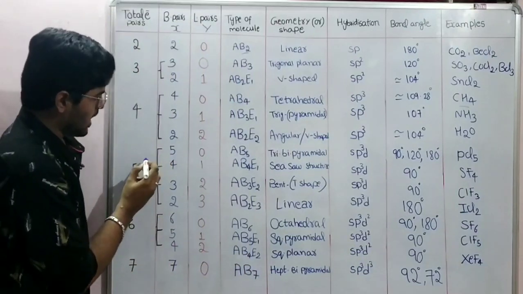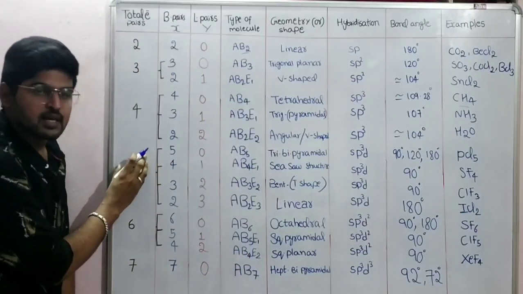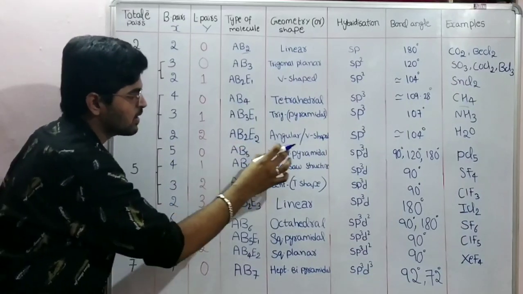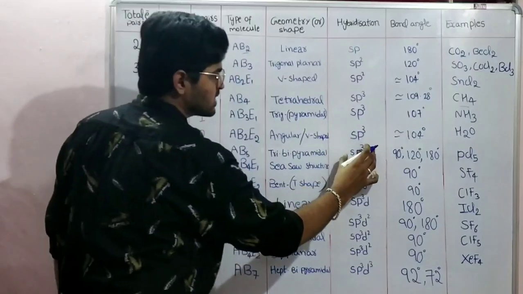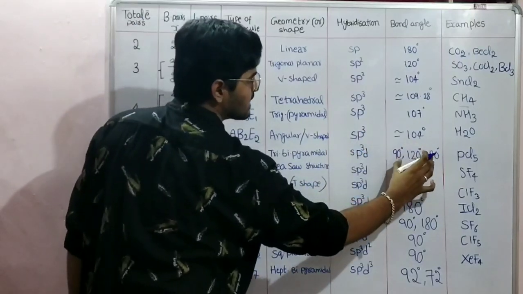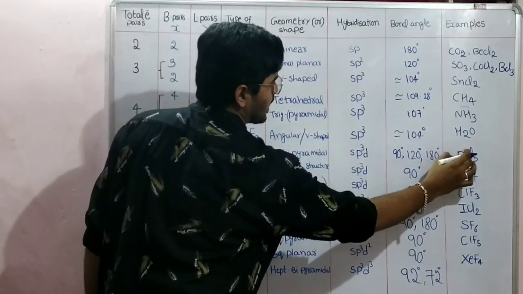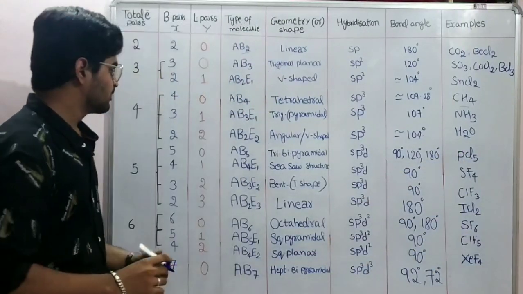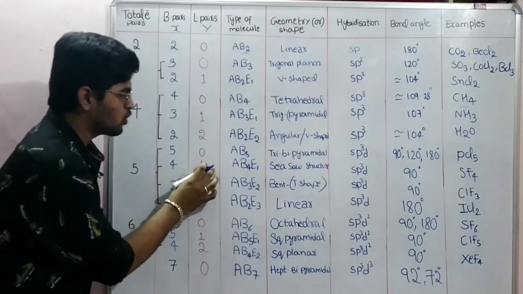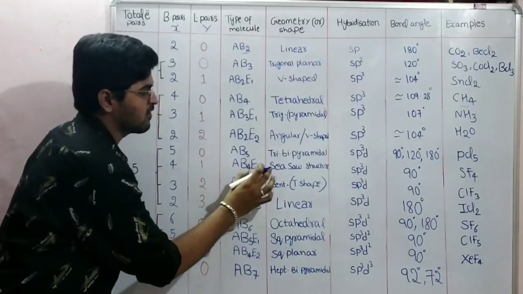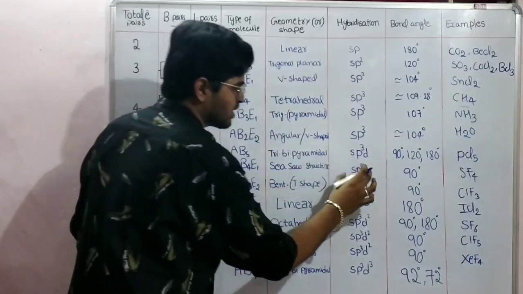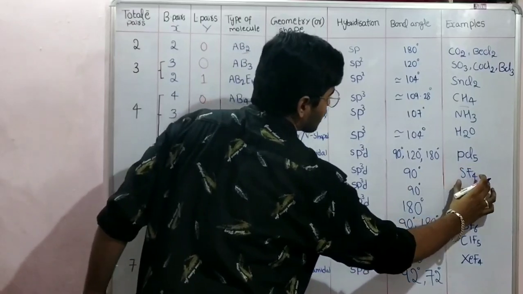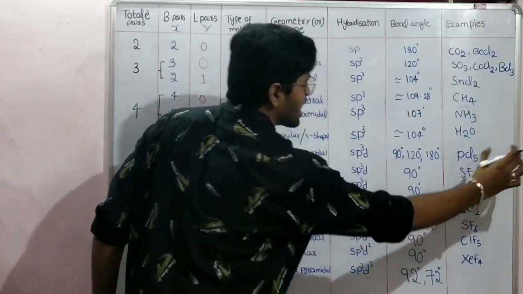Now, as we can see, 5 electron pairs, if 5 bond pairs, 0 lone pair, then it is AB5 type. Shape is trigonal bipyramidal and the hybridization is sp3d and the angles are 90 degrees, 120 degrees, 180 degrees. Example is PCl5, phosphorus pentachloride. Now, 4 bond pairs, 1 lone pair, that is AB4E1 type, seesaw structure, having the hybridization sp3d and bond angle 90 degrees and the example of the shape is SF4.